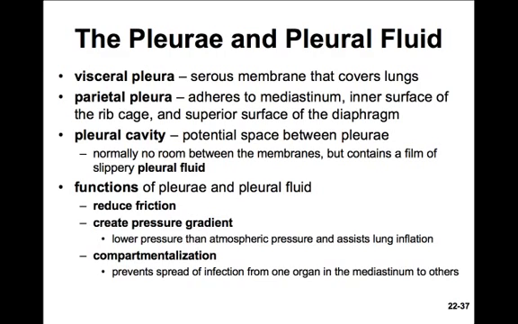So in addition to reducing friction, the pleura will create the pressure gradient that's necessary to draw air into the lungs. There's a lower pressure between the pleura than the atmospheric pressure, and this assists in the lungs' inflation. The pleurae also allow for compartmentalization, which prevents the spread of infection from one organ in the mediastinum to others.